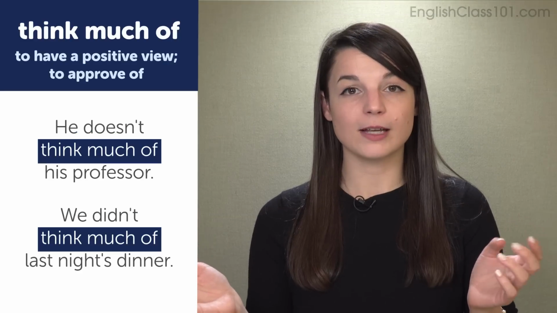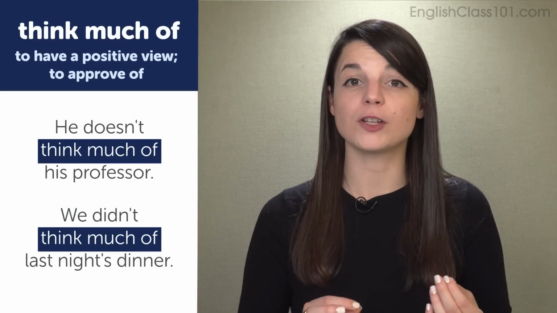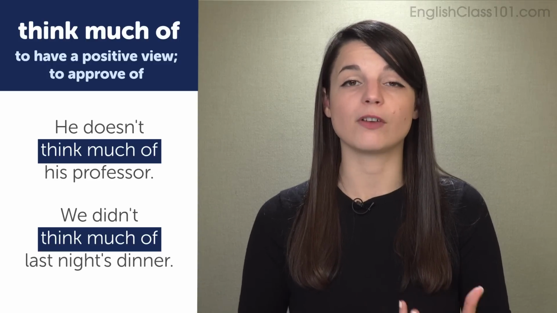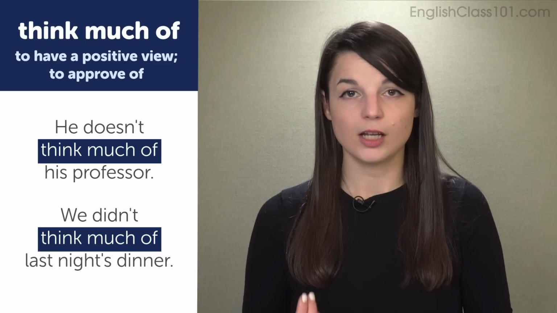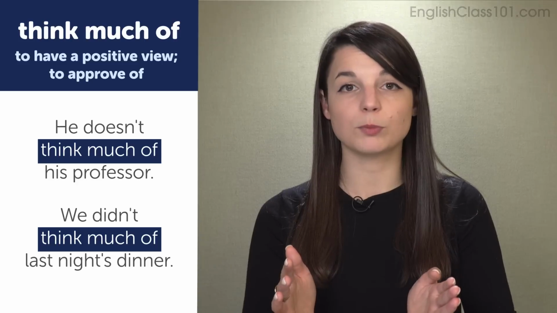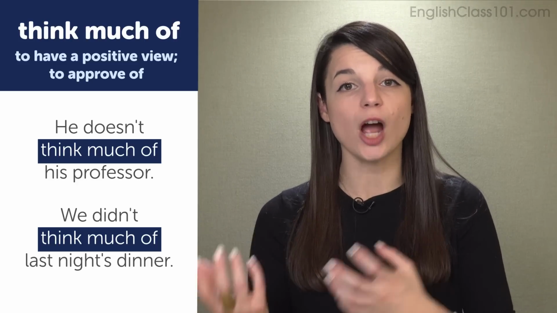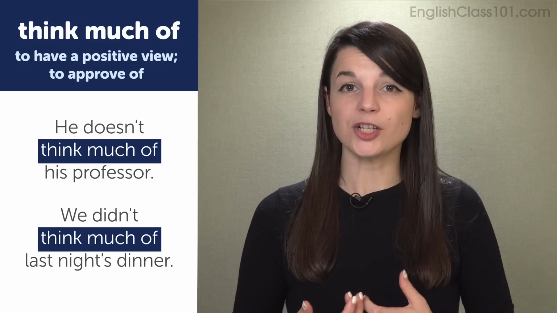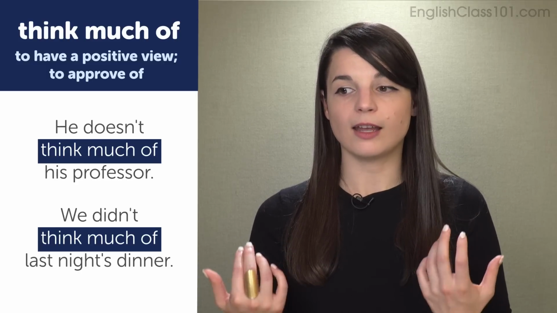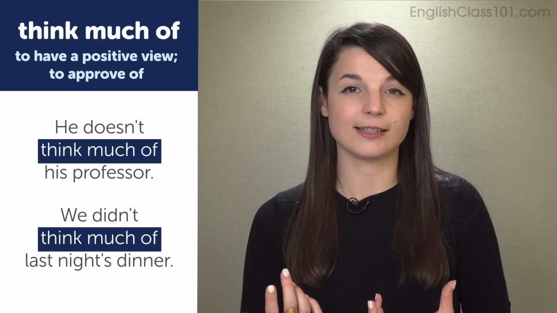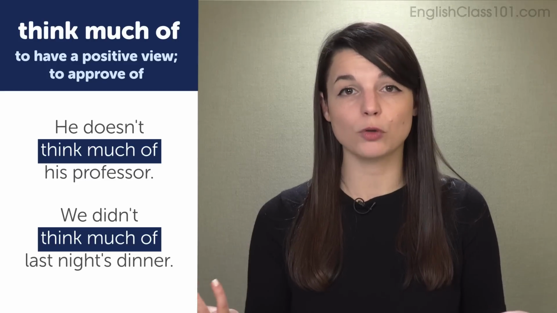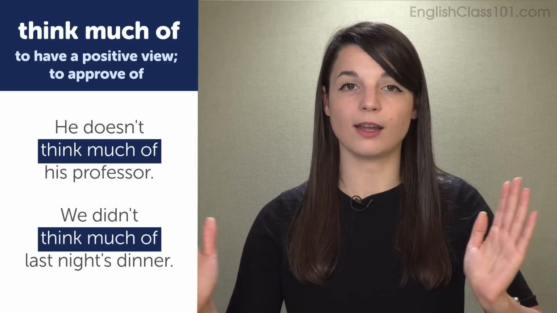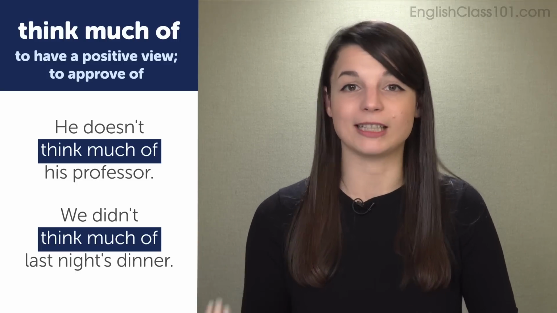We see in the first example sentence, he didn't think much of his professor means he didn't really approve of his professor, or he didn't have a very positive view of his professor. So a shorter way to explain that feeling is he didn't think much of his professor. In the second example sentence, we didn't think much of last night's dinner. This means, again, we didn't really approve of last night's dinner, or we don't have a very positive view or a very positive opinion of last night's dinner. These are rather long, so we can condense it to we didn't think much of last night's dinner.